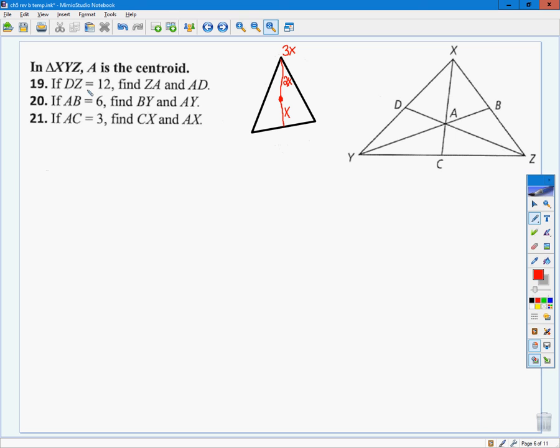So if I took number 19, it says DZ equals 12. From D all the way to Z is 12. The whole segment is 12. In other words, the whole thing, DZ, the 3x portion of my problem, is equal to 12. And I would divide both pieces by 3, which means x is 4. The x portion is the portion that's attached to the side. So from A to D is going to be that 4 portion.